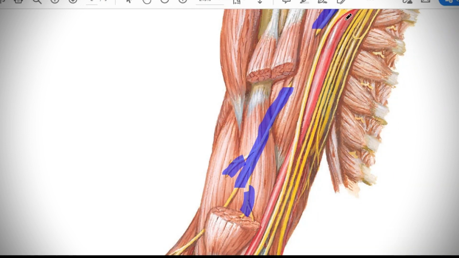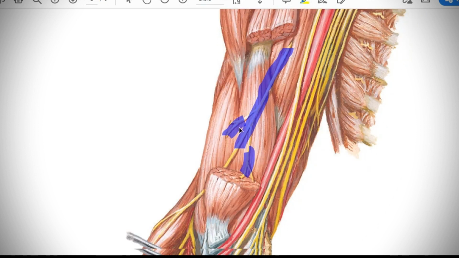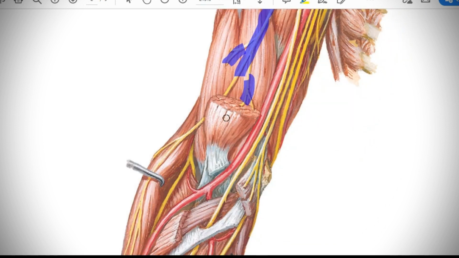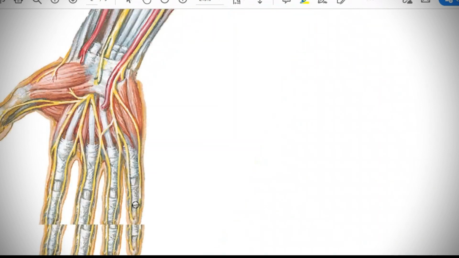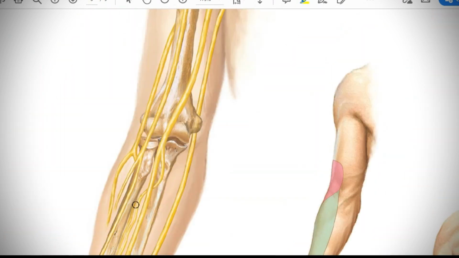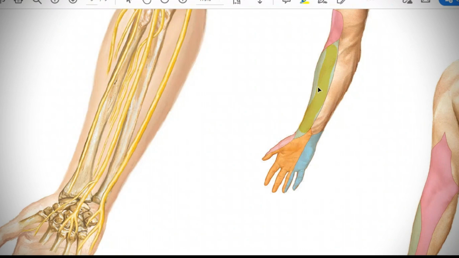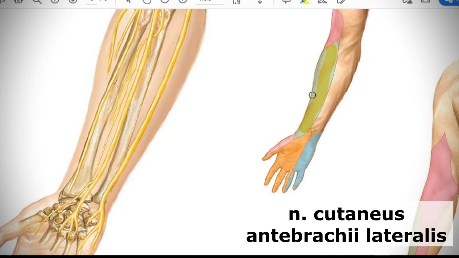So these are motor branches, but it also has one sensory branch, one cutaneous branch. It's actually like a continuation of this nerve. It goes under the skin from the lateral margin of the biceps and goes down to this area and innervates the skin of the anterior lateral surface of your forearm. And this branch is called nervus cutaneus antebrachii lateralis, the lateral cutaneous nerve of the forearm.